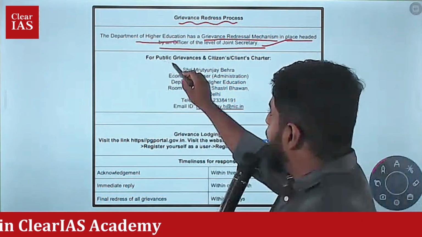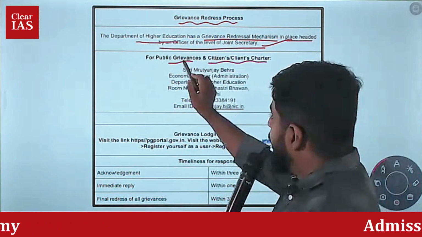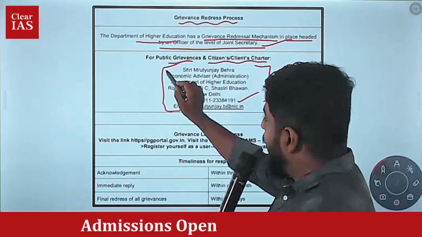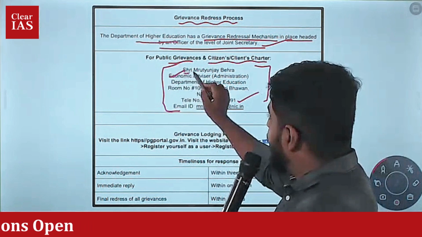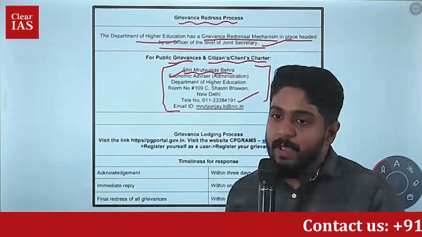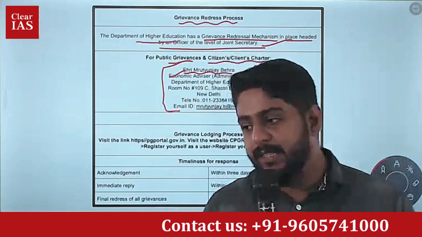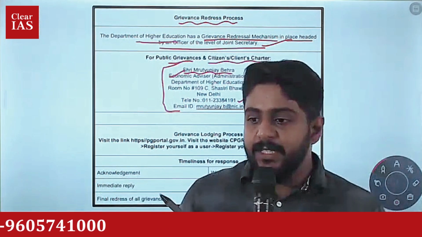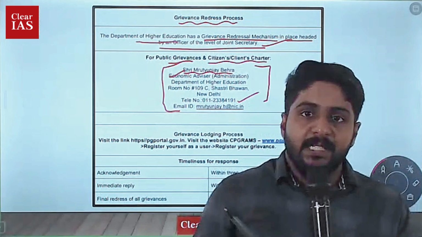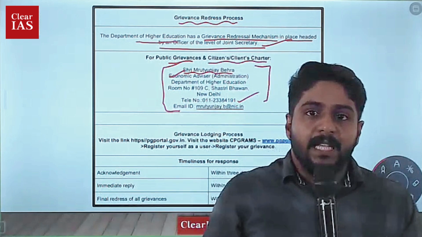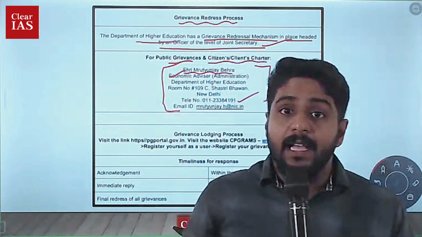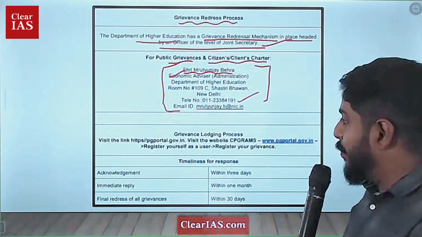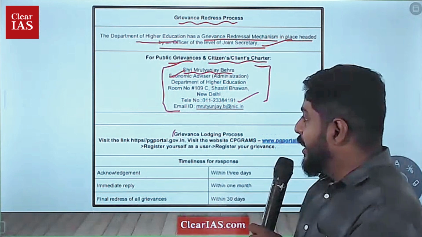So for public grievances, the Citizens or Clients Charter gives the email ID, the telephone number, the address, the designation, and even the name, Sri Mrityunjay Bahra. Wonderful. This is in fact the purpose of the Citizens Charter: to make the personnel serving that department, at an individual level as well as at the organization level, responsible. So this is the concern of these institutions.